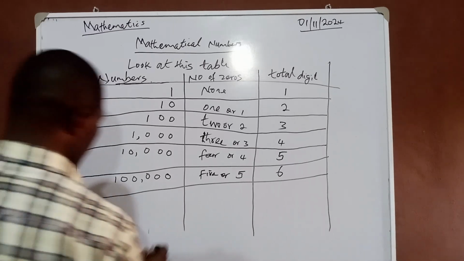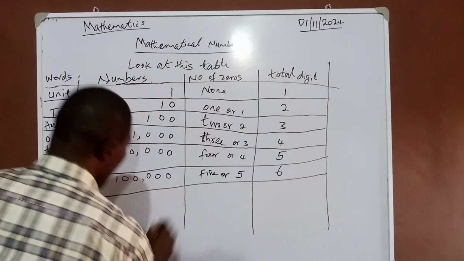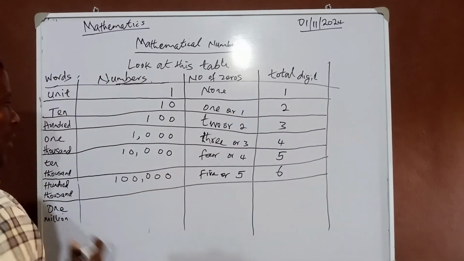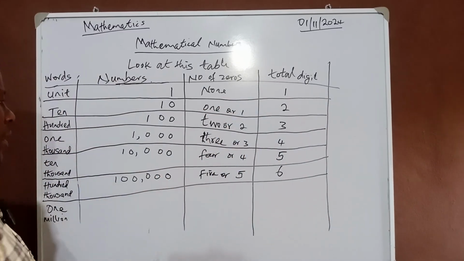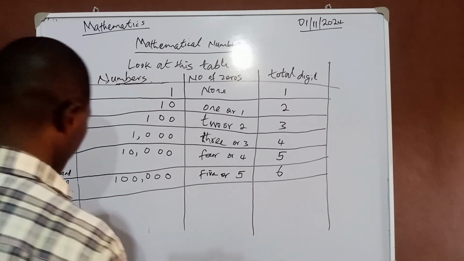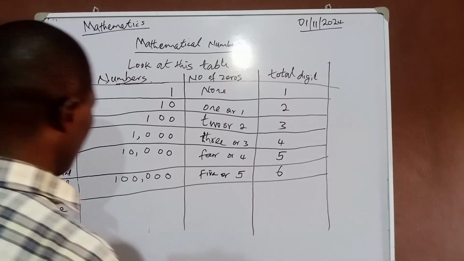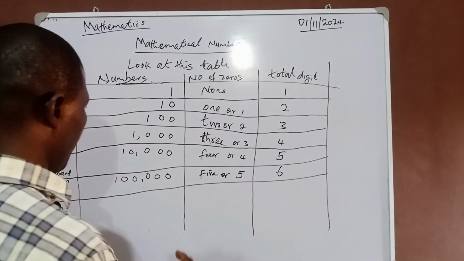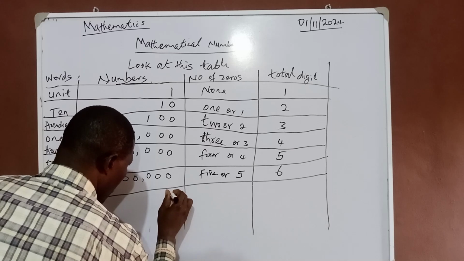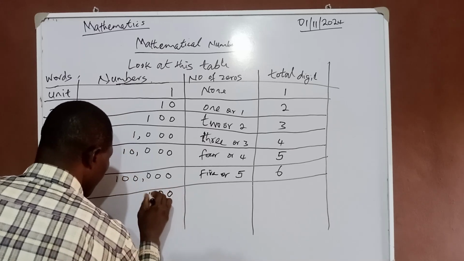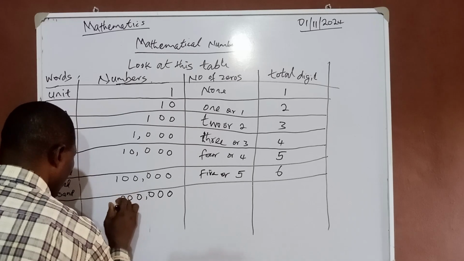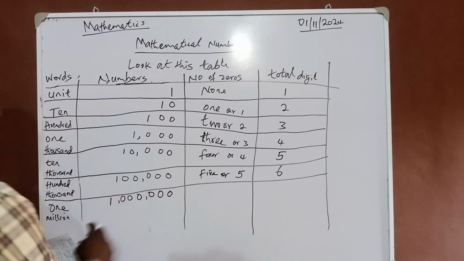1 million. How do you write it? It starts from here. Always remember to start from the right towards the left. As the number of zeros continue to increase, the value of the figure continues to become bigger and bigger. And the more the number of zeros decrease, the value of the figure comes down. So this is how to write 1 million. 1, 2, 3. Put your comma. 1, 2, 3. Put your comma. Write 1 here. This is 1 million.